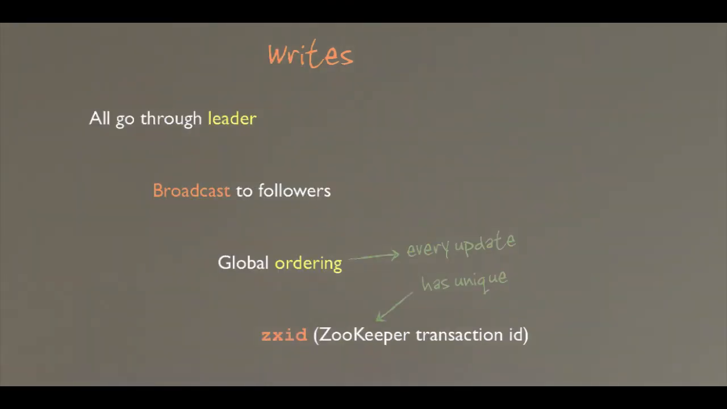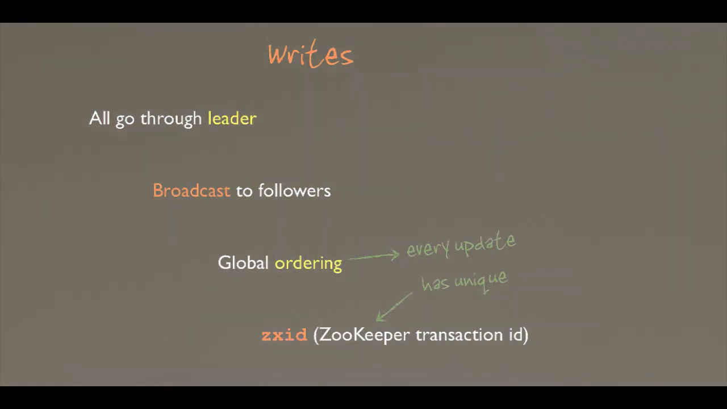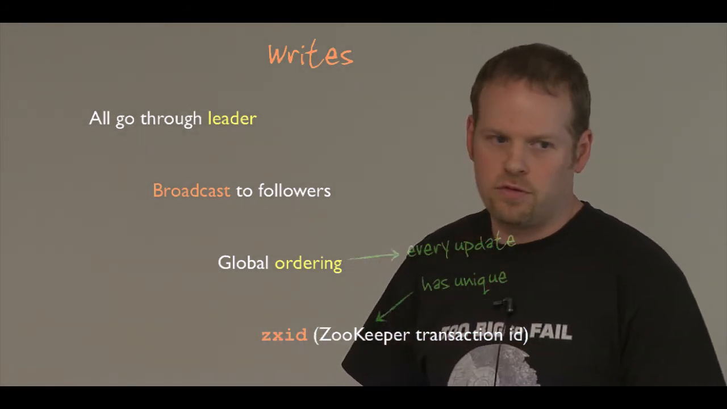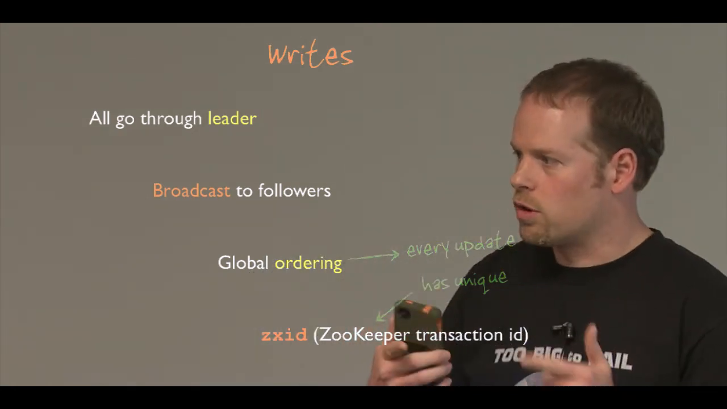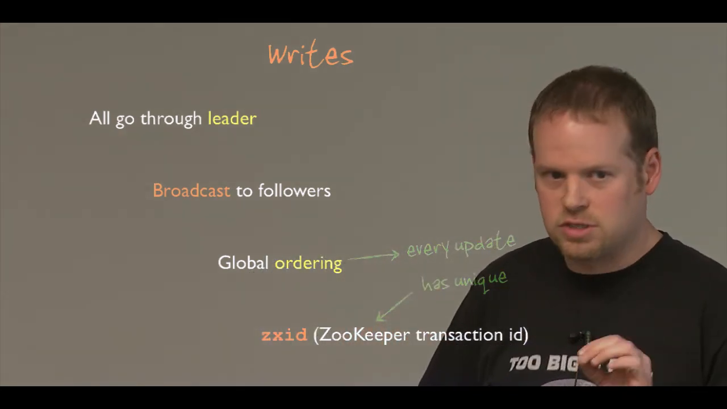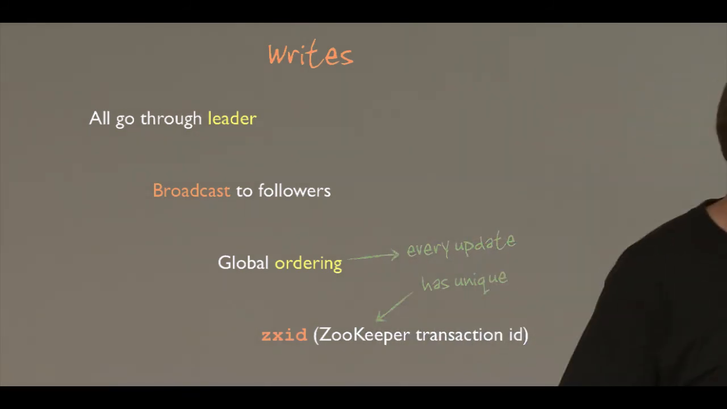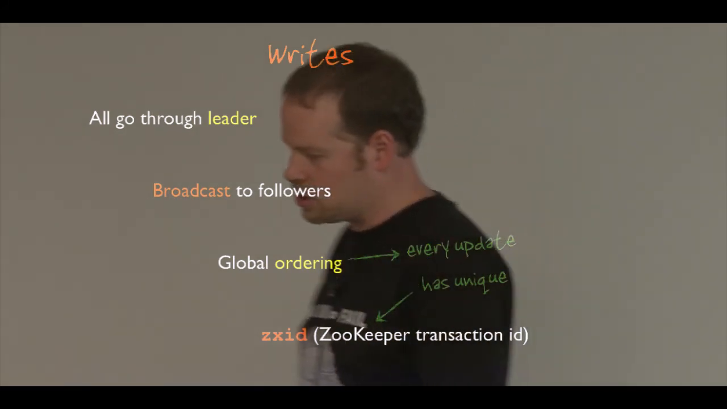So writes, we talked about the first 2 points. Global ordering. So there's a global ordering of updates through the entire system. So you can have tons of clients all doing stuff to ZooKeeper, to the distributed file system, but the order will be the order in which operations are applied or received. You won't see things out of order, because ZooKeeper gives every transaction a ZXID, a unique global transaction ID.